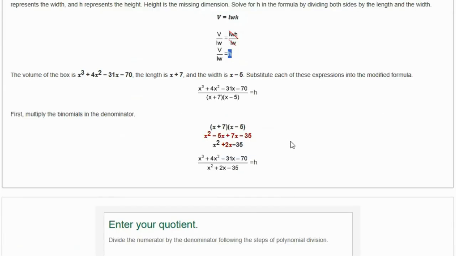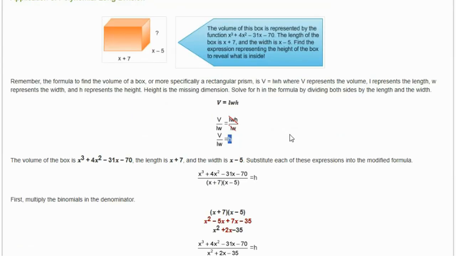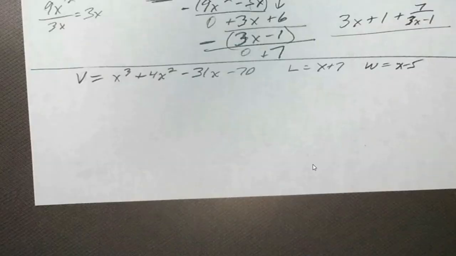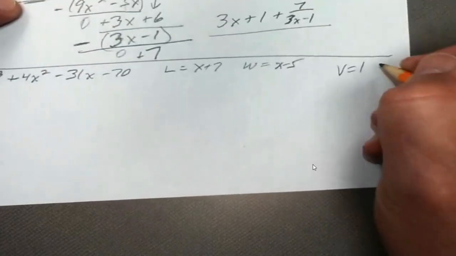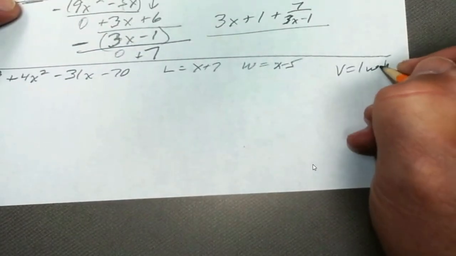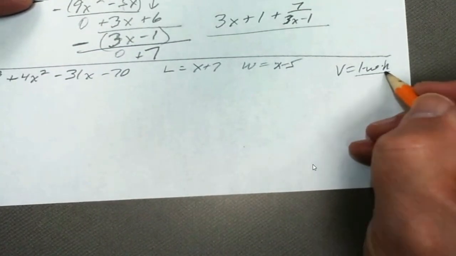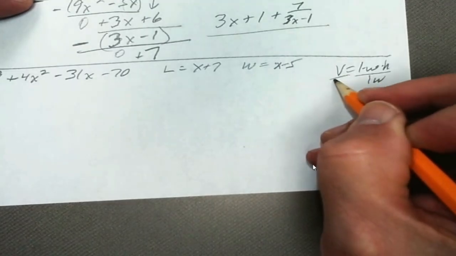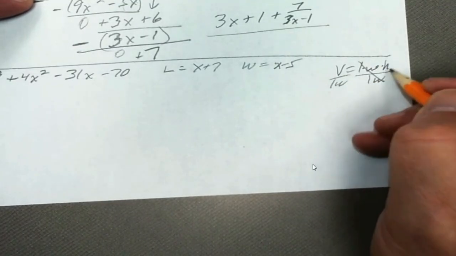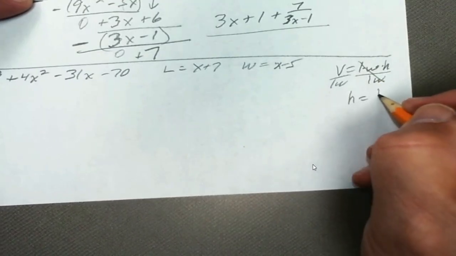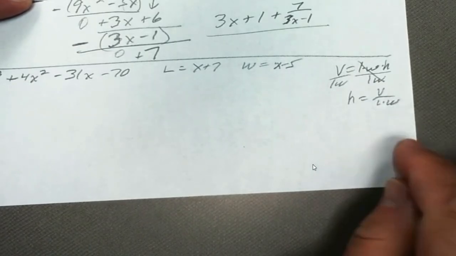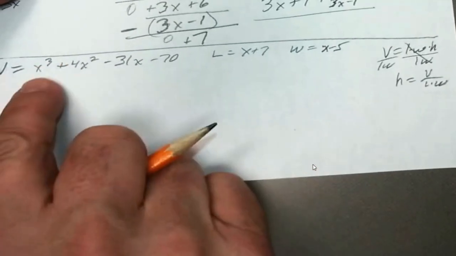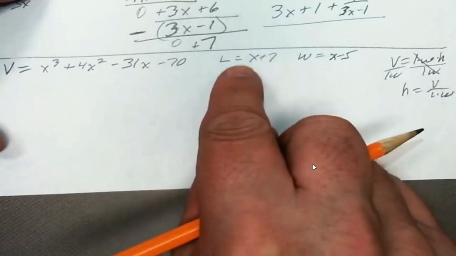That would be a good one to work, because I think we have something like that on the test at some point or on the assignment or somewhere. I've seen something like that. So if the volume equals the length times the width times the height, we can divide by length and width to get height by itself. So the height would be the volume divided by the length times the width.